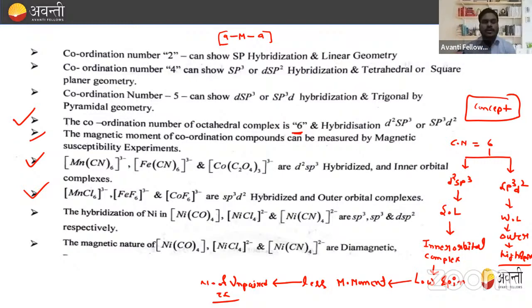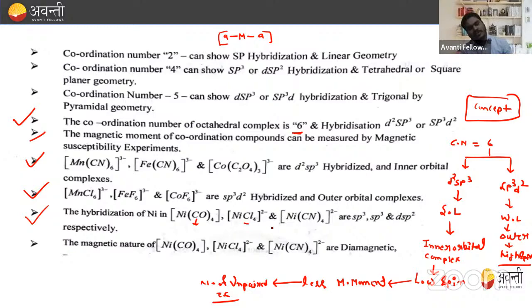Similarly, if I'm talking about coordination number 4, that is in the case of tetrahedral, that is Ni(CO)4, NiCl4, Ni(CN)4. Out of these, Ni(CO)4 is basically the exception here, because CO is a strong ligand. It is supposed to be dsp2 hybridization, but instead of this, it forms sp3 hybridization. There is some logic behind this, and we are going to see that while doing the question.